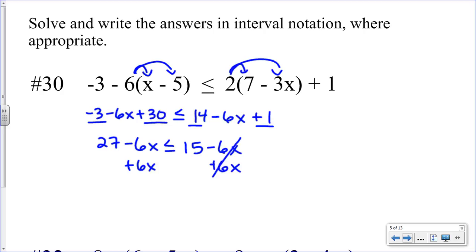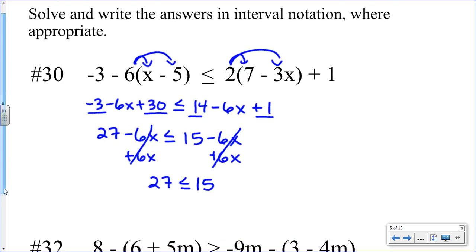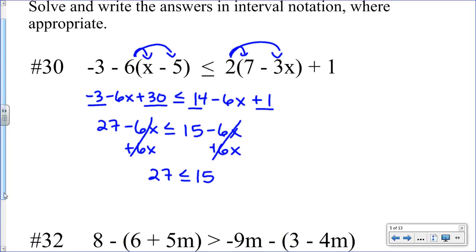Okay. So just like equations, sometimes you have special cases where the variables cancel on both sides. Again, we're looking for true or false statements. Now, with equations, to be equal, they have to be the exact same. Inequalities don't necessarily have to be the exact same to be true. So you read the inequality. Is 27 less than or equal to 15? No, that's false. So that's no solution.